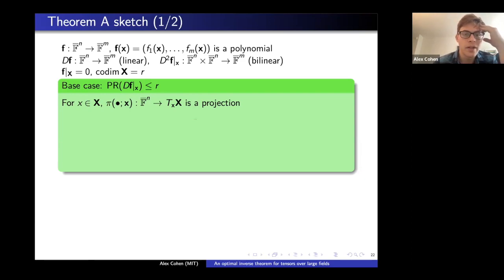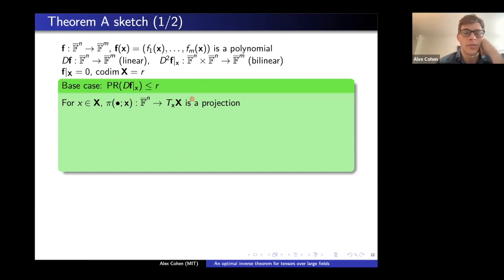So here, the derivative of f is some linear space. The kernel of the derivative of f is a linear space lying in the tangent space of x. And the idea is that if x has small codimension, then these kernels also have small codimension. So the derivatives of f have small rank.